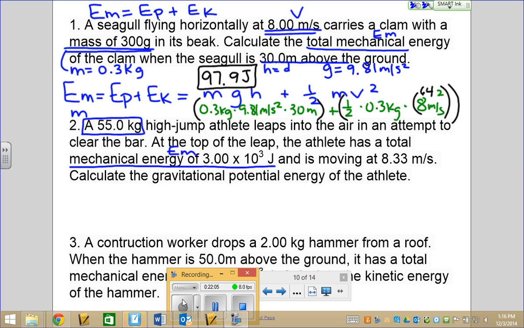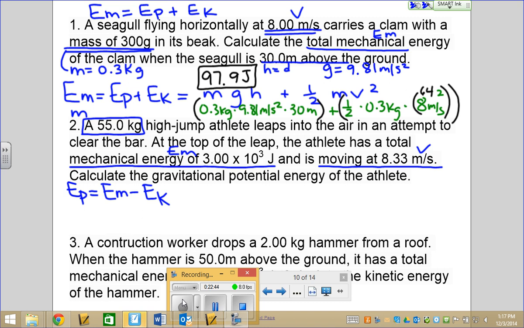And they're also moving. So in this particular scenario, the top of the person's path isn't where their kinetic energy is 0 because they're still moving. So we have a speed. We would like to know the gravitational potential energy of the athlete. Since I know that I can add potential and kinetic energy together to get mechanical, that tells me if I take mechanical energy and subtract kinetic energy, that will tell me how much potential energy I have.